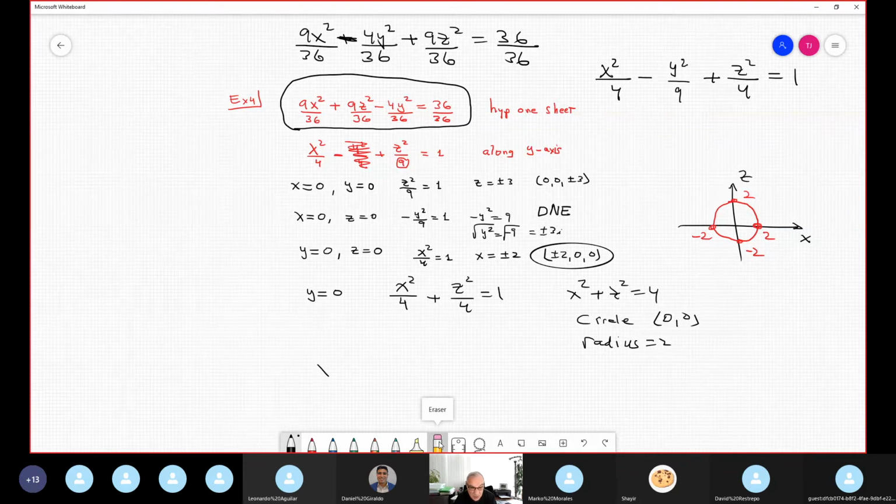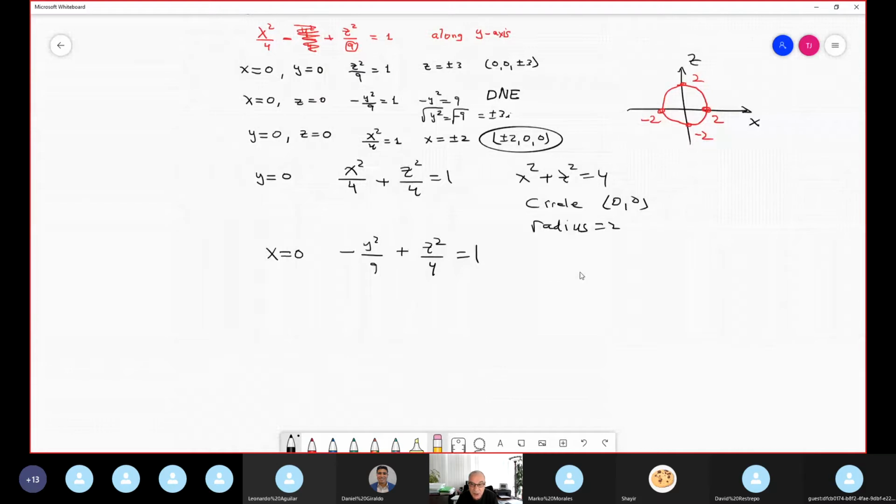Assume x equals 0. See, x is 0, so this part disappears. And we have minus y squared over 9 plus z squared over 4 equal 1. Now, identification in 2D: what conic section is it? It's a hyperbola.